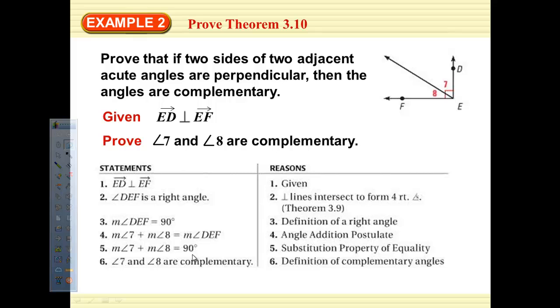And finally, since we know that those two angles equal 90, we know they're complementary. Again, we're going from what something means to the name of it. That's a definition.